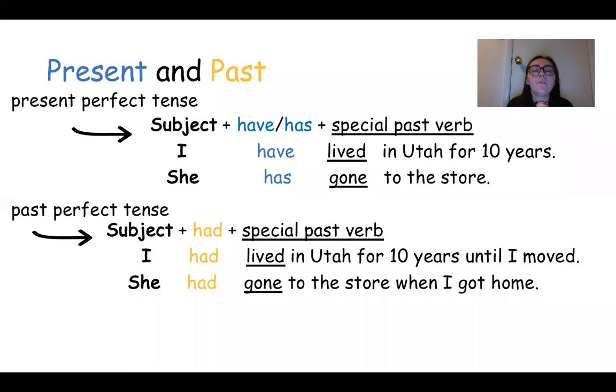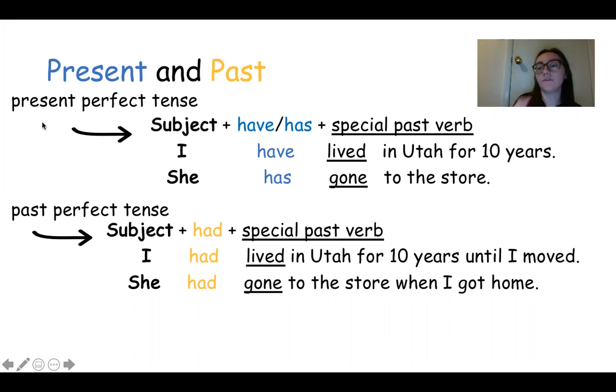So this is the first bit. Like last time, I'm just going to talk about how you make it and you just focus on that. And then we can focus on how to use it and why to use it and what it means and things like that. So, present and past. The blue's the present, the yellow's the past. I hope you guys can see this okay.